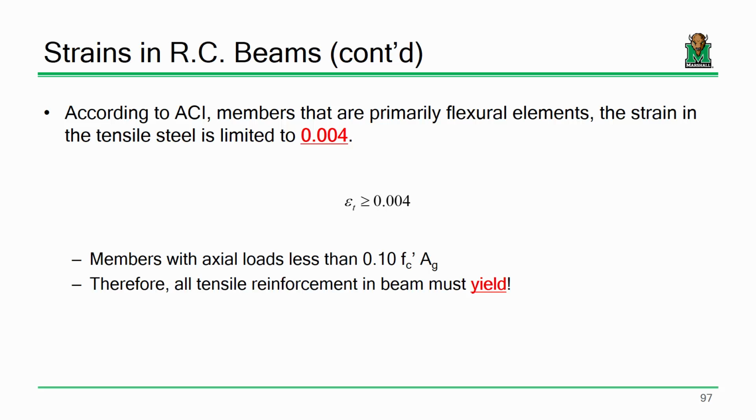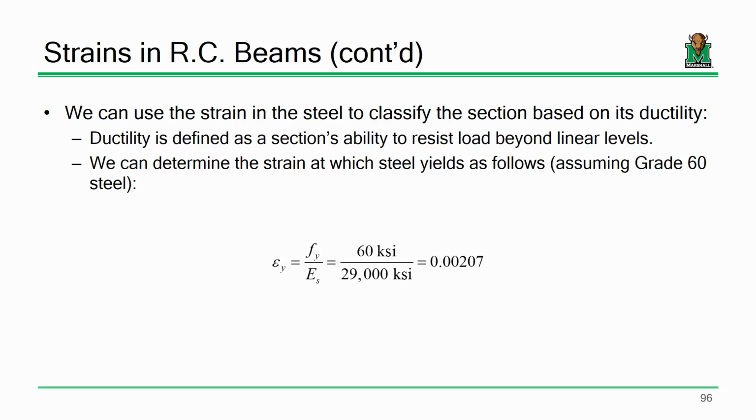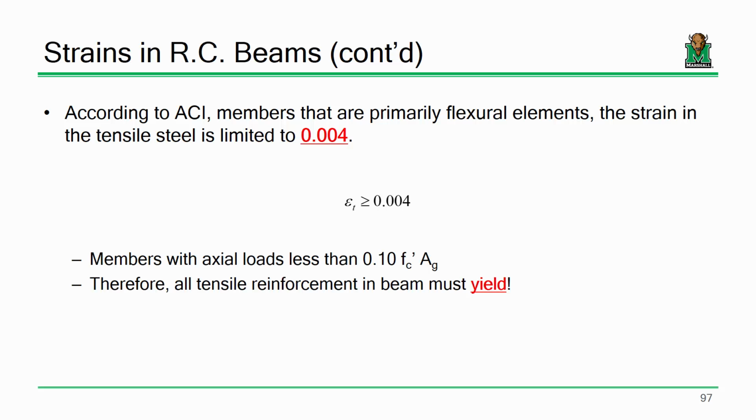Like, it's going to go. This is serious, okay? So some of the limits that you're going to see here in a second reflect that. For instance, according to ACI, one of the limits that is set forth right off the bat is that the strain in tensile steel is limited to 0.004. Now remember, grade 60 steel yields at 0.002. So right off the bat, this is the limit that ensures that the steel yields.